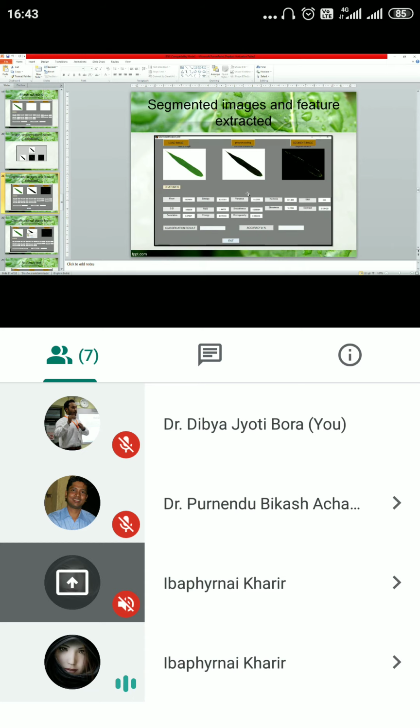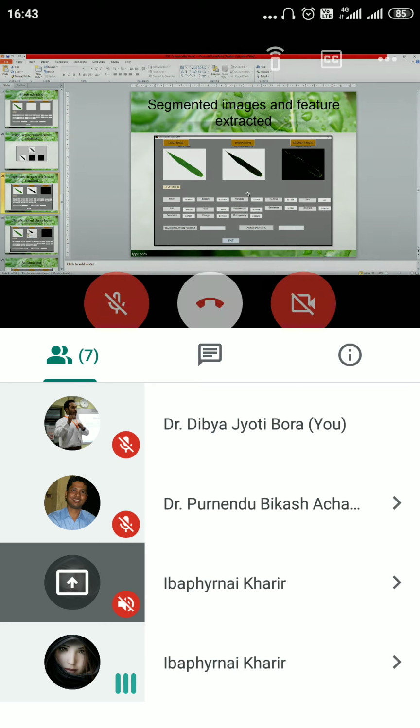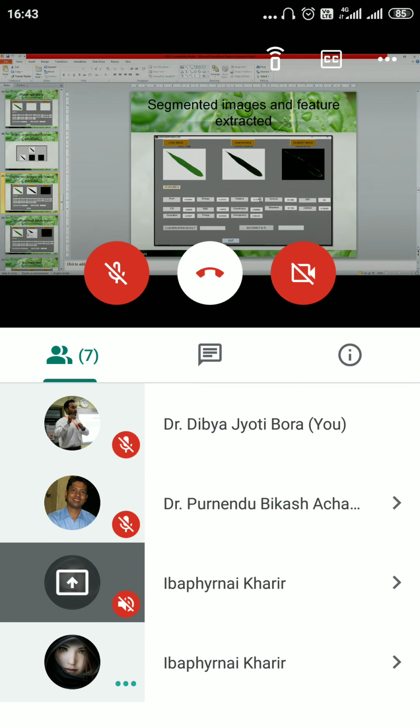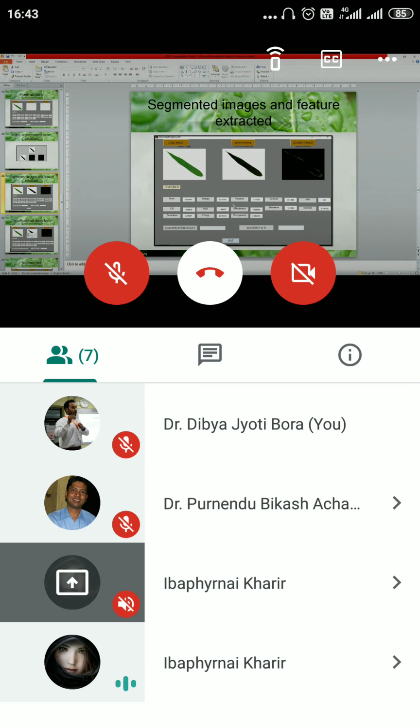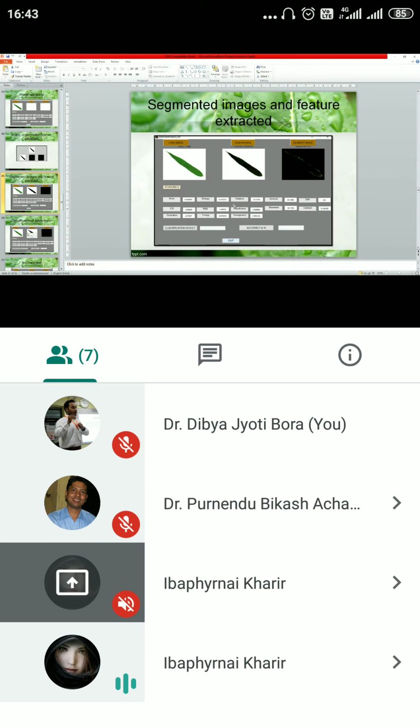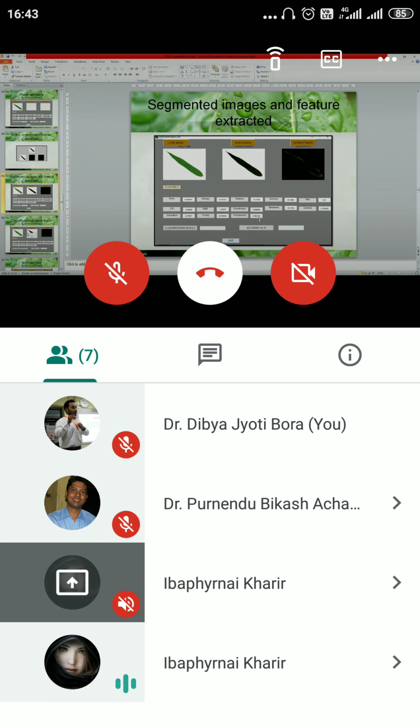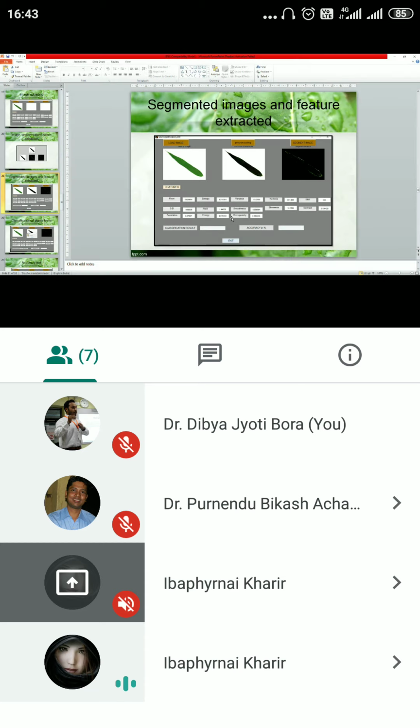This is where the image is segmented, and at the same time features are also extracted when we try to segment it. The features we get are the mean, the entropy, the SD, then the energy, and all the features of the feature extraction are extracted. And after that, we can go for classification.